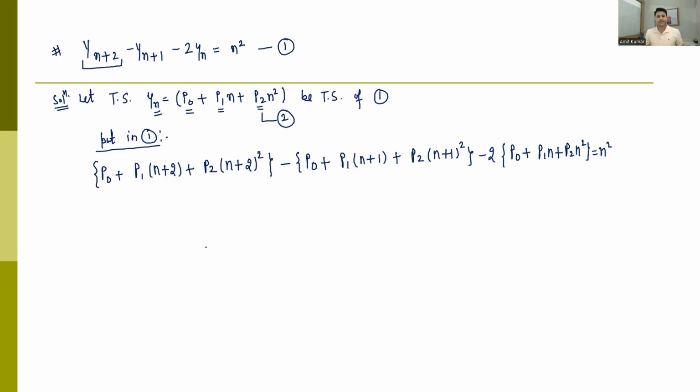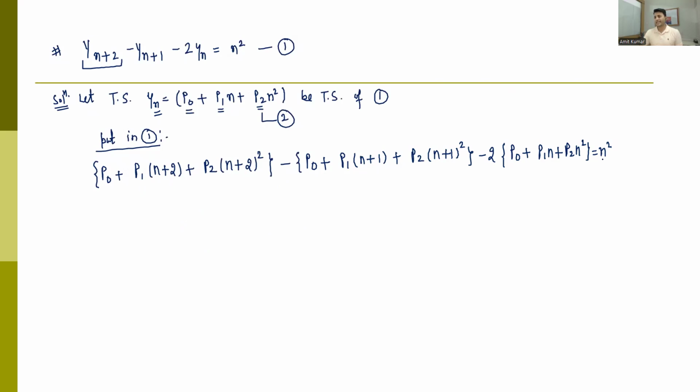What I did, I simply substituted y(n) into the given equation. Now what is the next thing? We are supposed to simplify this equation and try to find the coefficients p0, p1 and p2. As already discussed, your left hand side simplification should match your right hand side in terms.